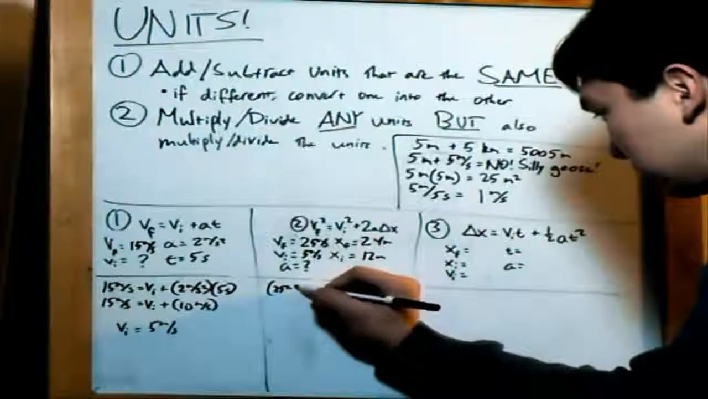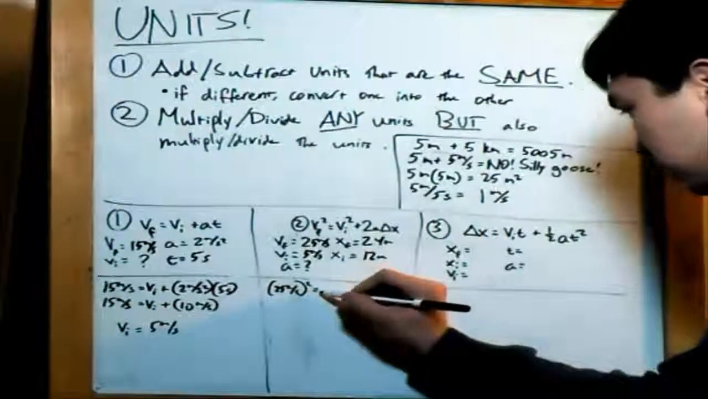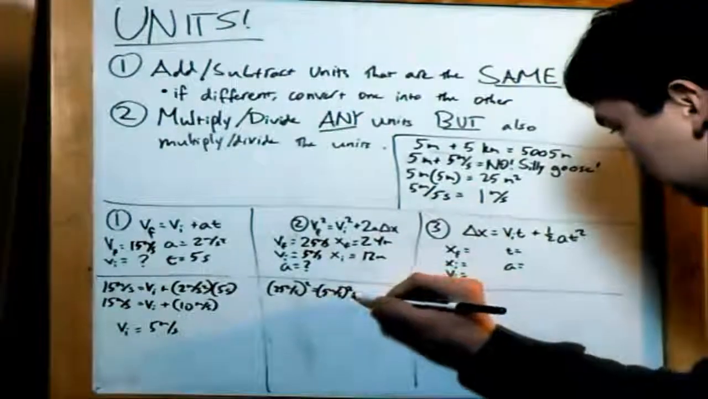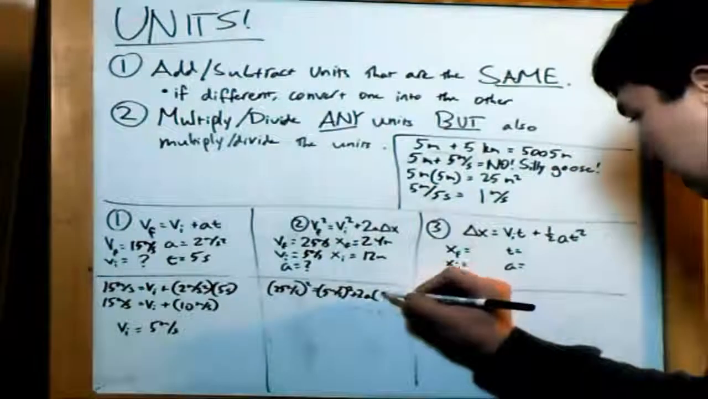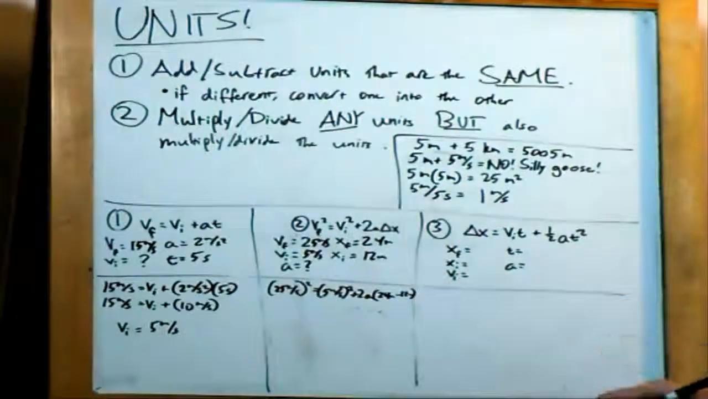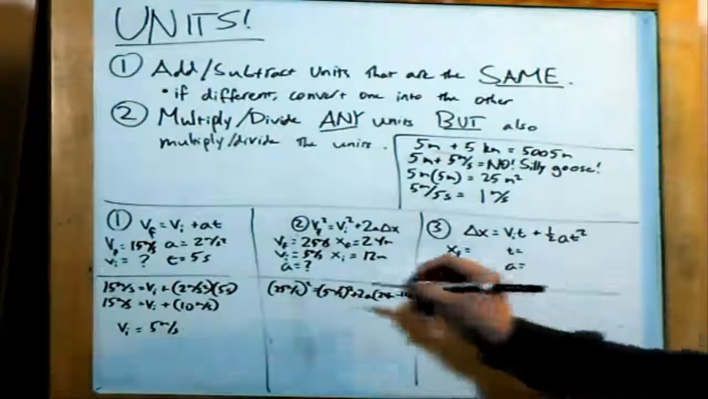Our final velocity, 25 meters per second, is going to be squared, equals our initial velocity, 5 meters per second, also squared, plus 2 times our unknown acceleration times 24 meters minus 12 meters. Ooh, just barely had enough space. Okay, so let's start working this out.